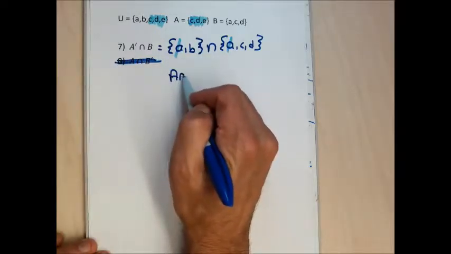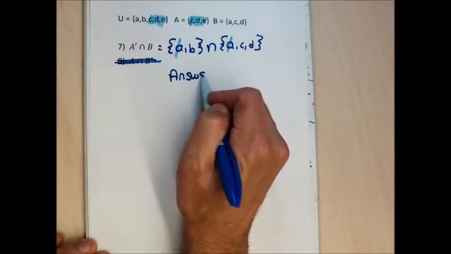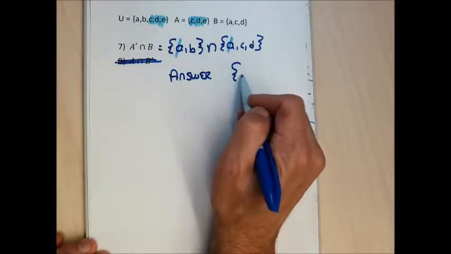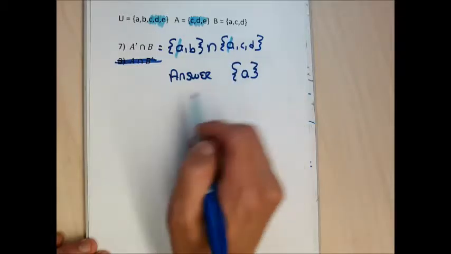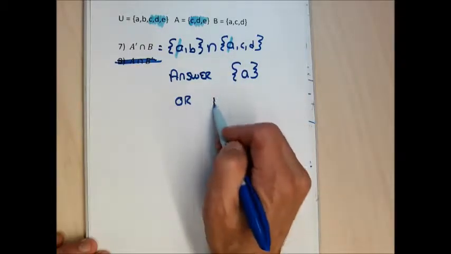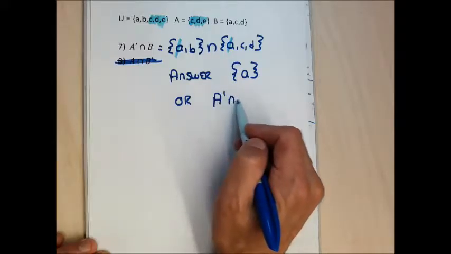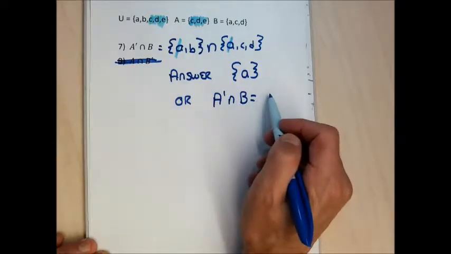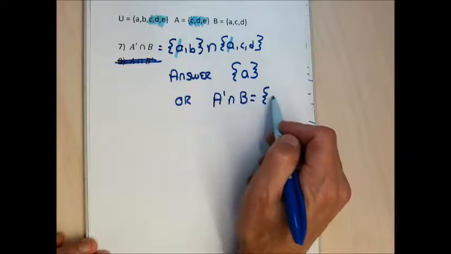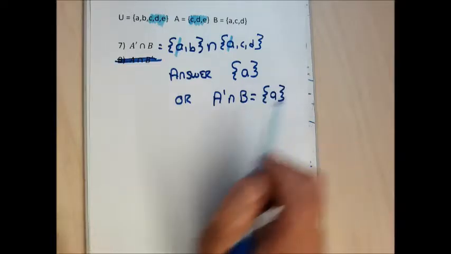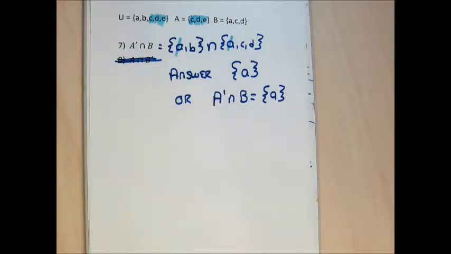When I go to write an answer for number 7, I would probably just say it's the set that contains the letter A. But if that bugged me and I wanted to write a nicer looking answer, I can write the problem followed by an equal sign, and then what the answer was, the set containing A.